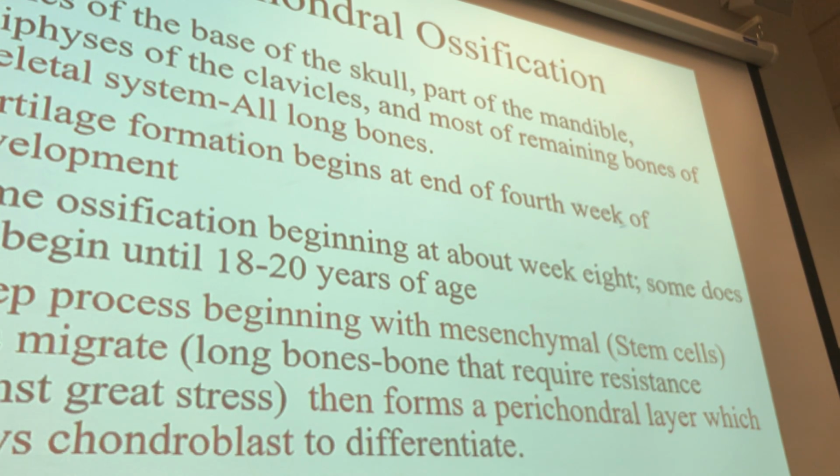It's a two-step process, beginning with mesenchymal stem cells. Again, those stem cells migrate to all the areas where we need the bones. As they migrate, they then form a perichondrial layer, and those stem cells undergo mitosis. One of those stem cells produced by mitosis turns into a chondroblast, right? So you form a chondroblast and you start laying down cartilage first. The cartilage then forms a cartilage template. The cartilage will then be replaced later with bone tissue.